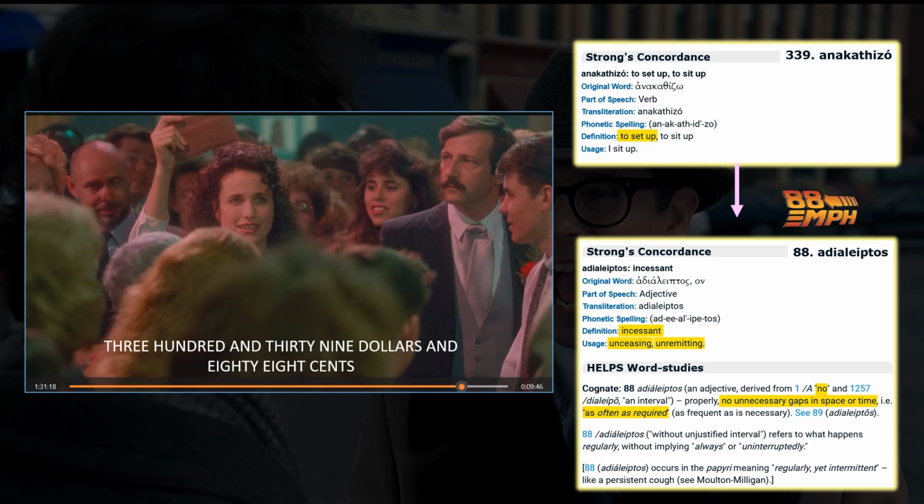And what I think she's setting him up for is the number 88, which means incessant, unceasing, unrelenting. No unnecessary gaps in space or time, as often as required. So perhaps she's setting him up here to continue life in Punxsutawney. We'll have to see how the end of the movie goes.